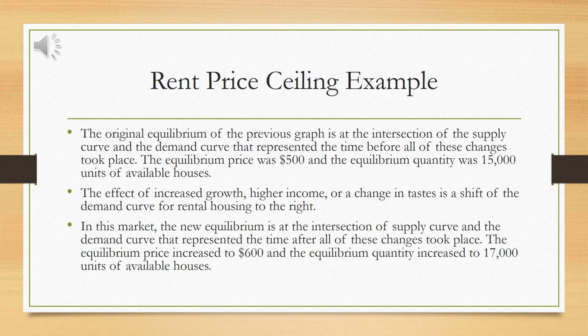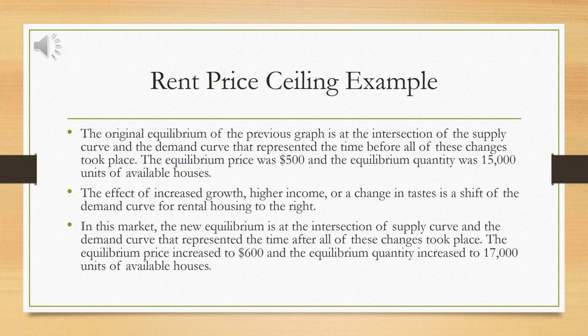The original equilibrium of the previous graph is at the intersection of the supply curve and the demand curve that represented the time before all of these changes took place. The equilibrium price was $500 and the equilibrium quantity was 15,000 units of available houses. The effect of increased growth, higher income, or a change in tastes is a shift of the demand curve for rental housing to the right.